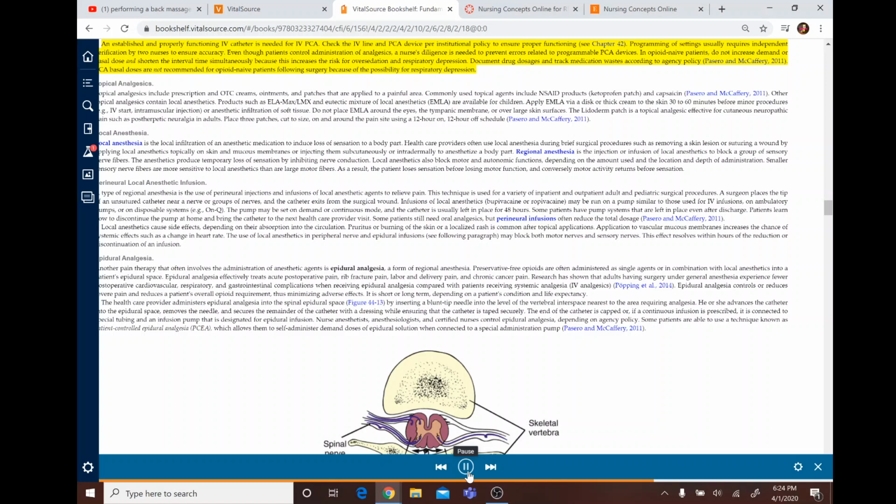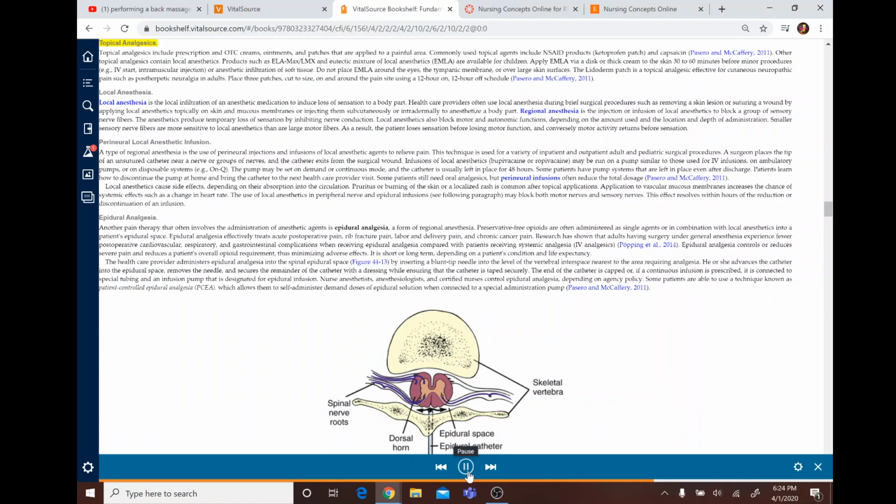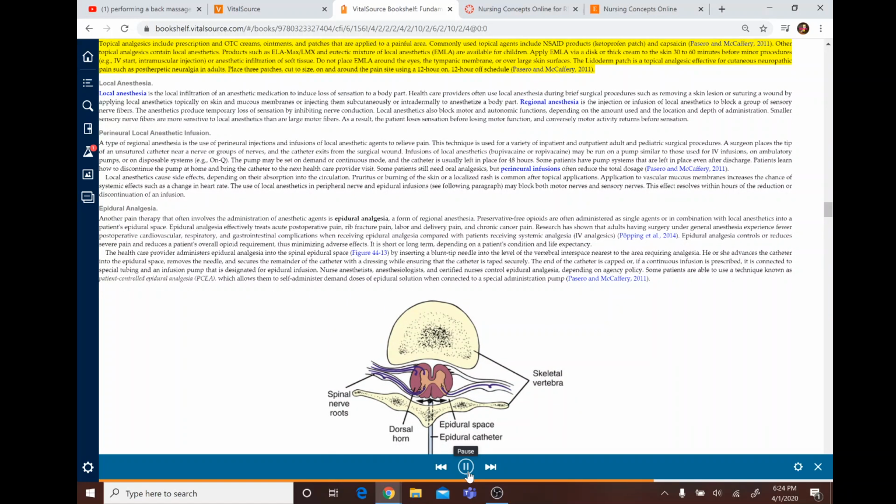Topical analgesics. Topical analgesics include prescription and OTC creams, ointments, and patches that are applied to a painful area. Commonly used topical agents include NSAID products, ketoprofen patch, and capsaicin. Pasero and McCaffrey, 2011. Other topical analgesics contain local anesthetics. Products such as ELA-Max/LMX and eutectic mixture of local anesthetics, EMLA, are available for children.